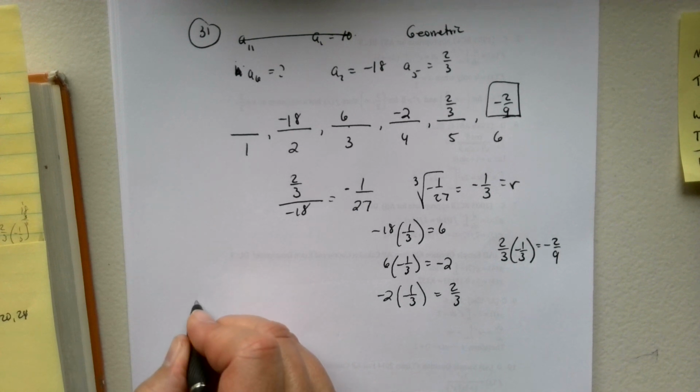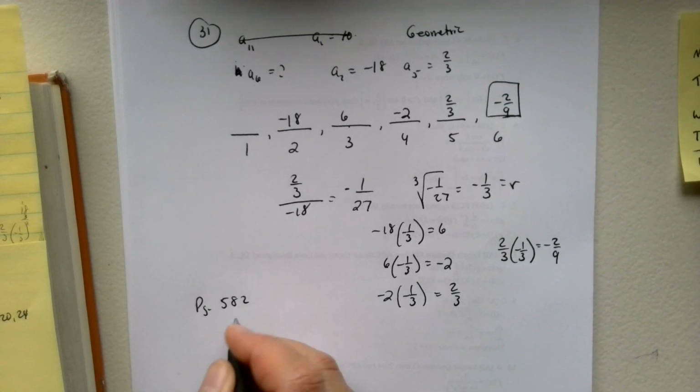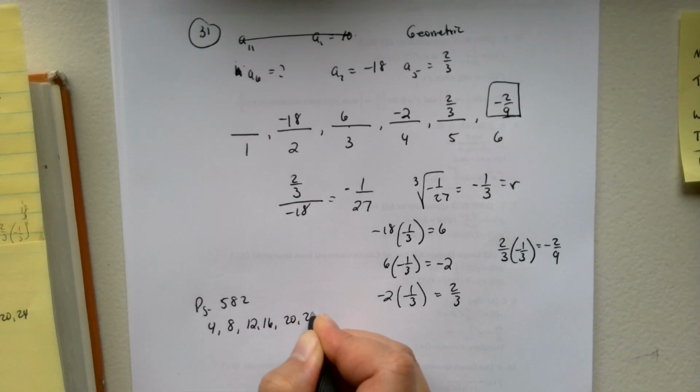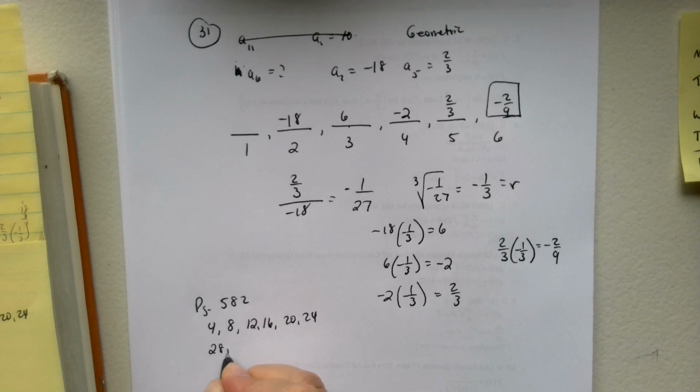All right, your work for today is on page 582. I want you to do numbers 4, 8, 12, 16, 20, 24, 28, 32, and 36.